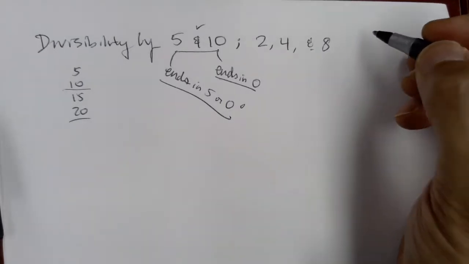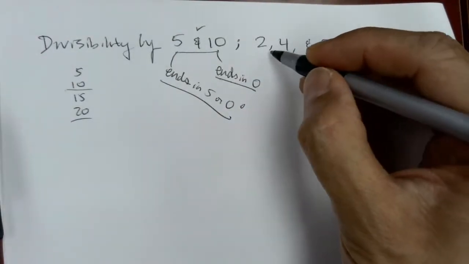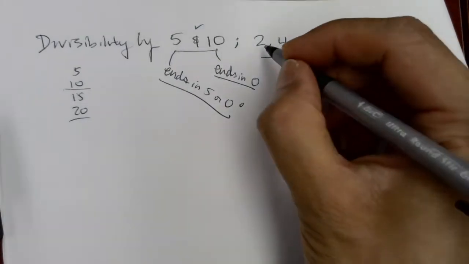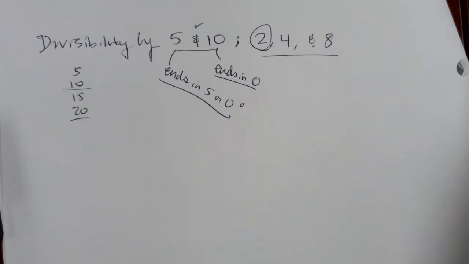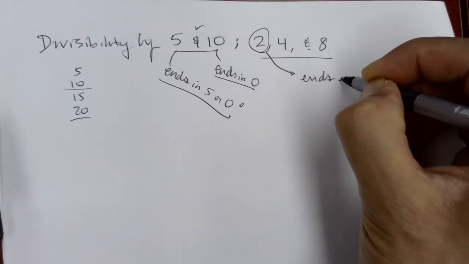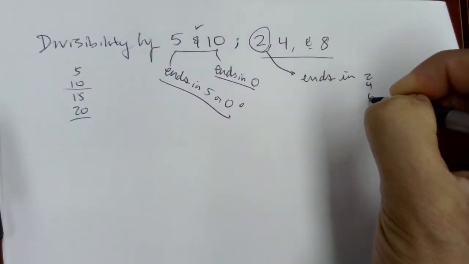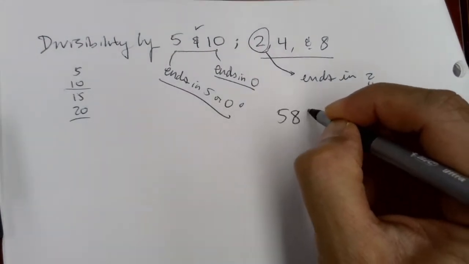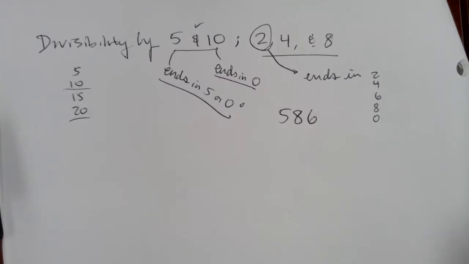And there's the bell. Perfect transition. For 2s, 4s, and 8s, it's also quite simple. We know that any number divisible by 2 is an even number. So if the last digit is 2, 4, 6, 8, or 0, it is divisible by 2. So 586 is divisible by 2.